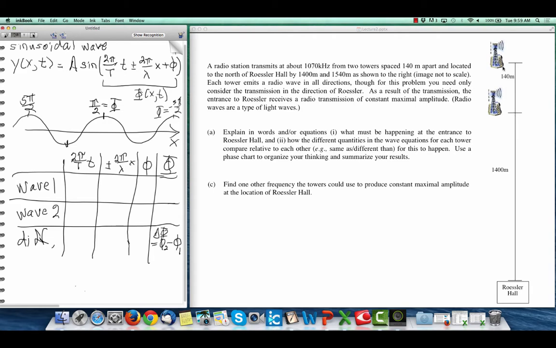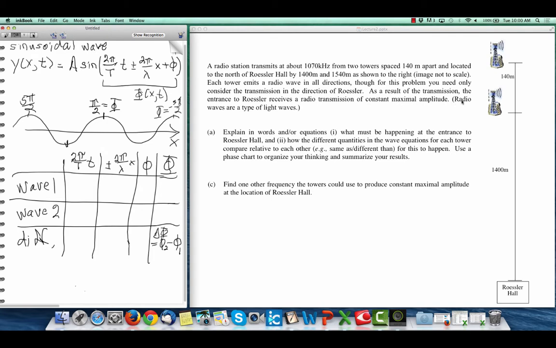Another 140 meters that way. So the first one is broadcasting. Well, it broadcasts its wave in all directions, but one of those directions is straight toward Rosser Hall. 140 meters farther, another one broadcasting in all directions, so it's broadcasting toward Rosser Hall also. Both those waves reach Rosser Hall. And so each one emits a radio wave in the direction of Rosser Hall.